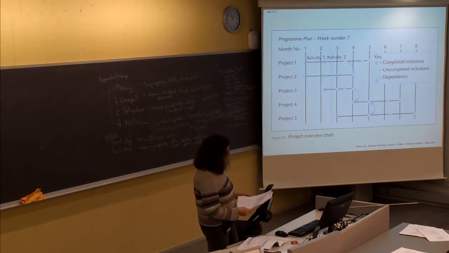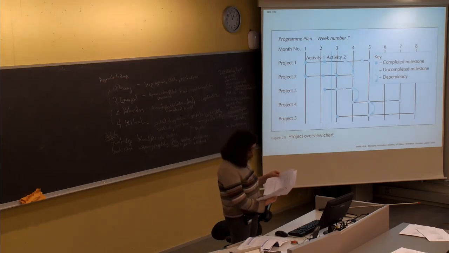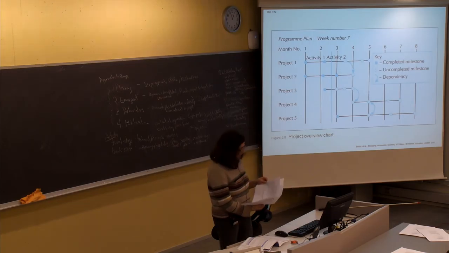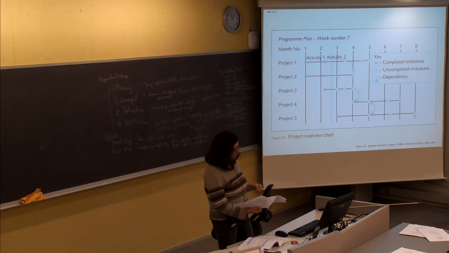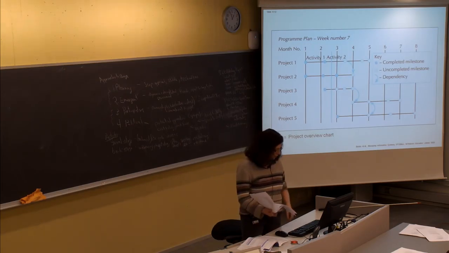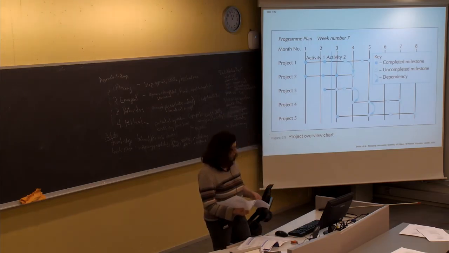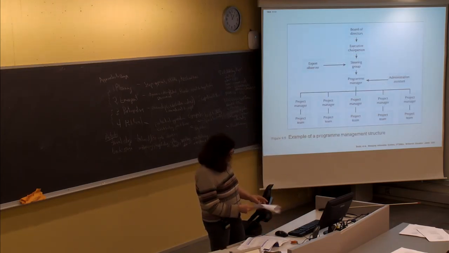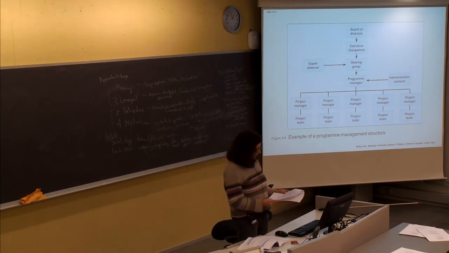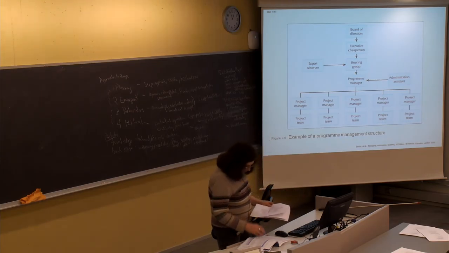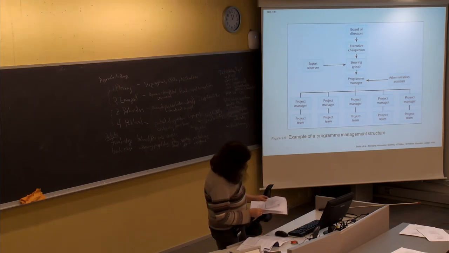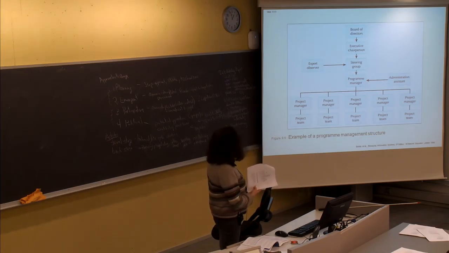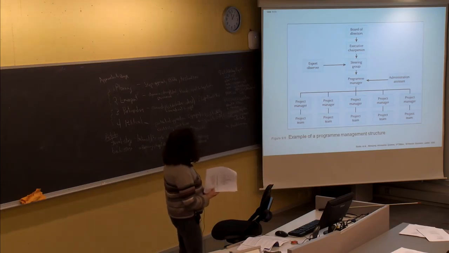So here's an example of figure 95, which is the program overview chart. We've got different projects, different milestones and different dependencies between projects. One project might have to be finished before another is done, and some might go on at the same time. And figure 96 is an example of the program management structure. In the technological program management structure you might have an expert department, which is an external person.